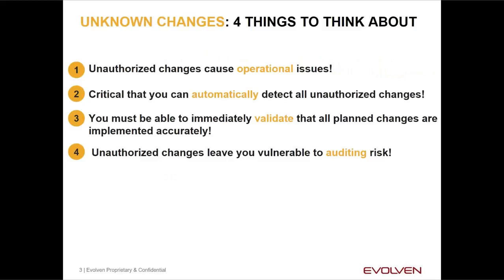So there's 4 things we're going to talk about today. The entire webinar is going to be around, first off, as we talked about, operational issues really cause a lot of grief from unauthorized change. It's critical that we can automatically detect these, and we need to be able to immediately validate that our planned changes, or the things that we know about and want to do, are implemented accurately and no unauthorized changes are placed in there. And then last but not least, we're all feeling the auditing processes both internally and externally. So we need to know how unauthorized changes leave you vulnerable to more auditing risk.